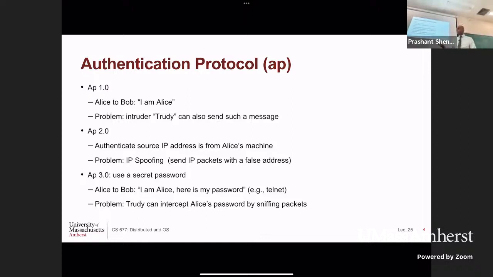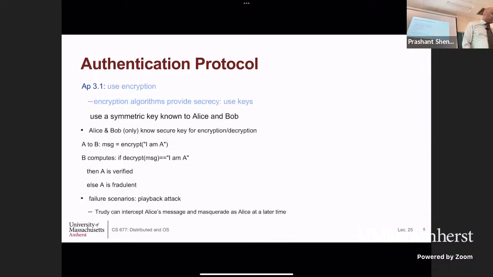So just sending usernames and passwords in plain text over the network is a bad idea, because intruders can capture your packets and then figure out what the passwords are. So what do you usually do? You are going to encrypt this traffic. So this brings us to encryption algorithms. We'll use encryption to do authentication. But let me say a few words about encryption.